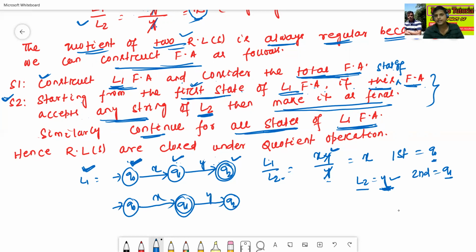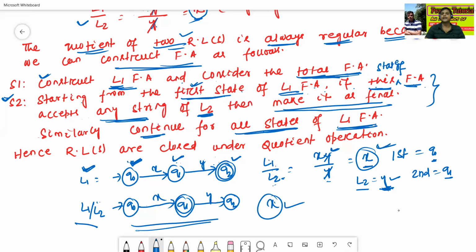What is L1 divided by L2 equal to? L1 divided by L2 is nothing but X. So this finite automata is for L1 divided by L2. This finite automata accepts the X language. So L1 divided by L2 is nothing but X. This is the end of today's class.